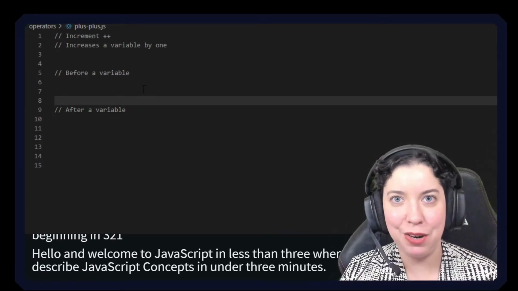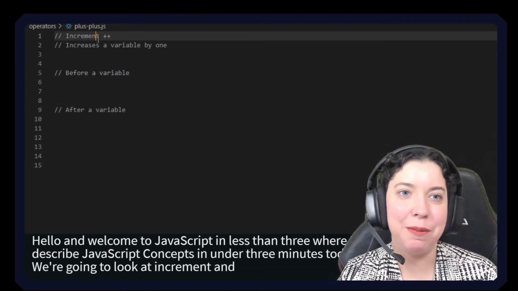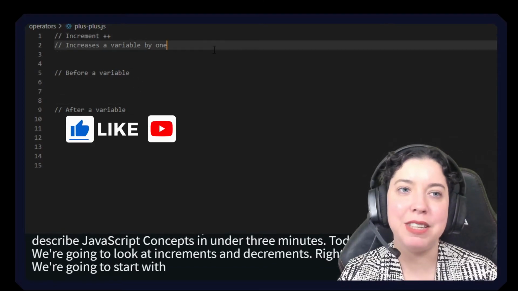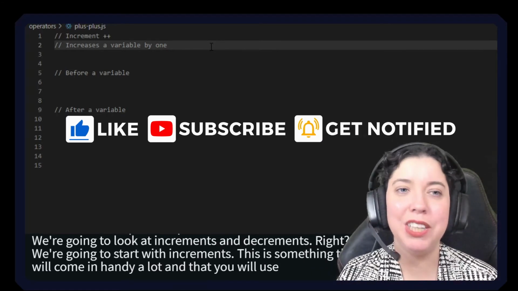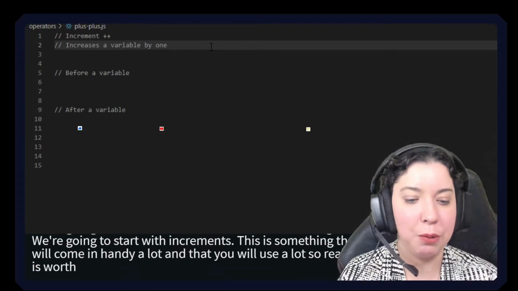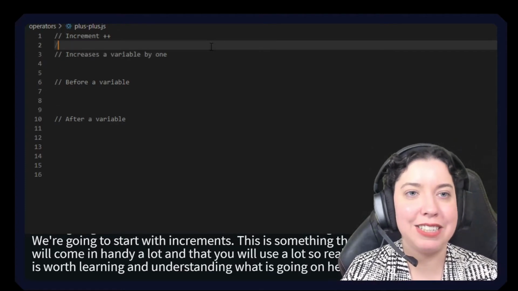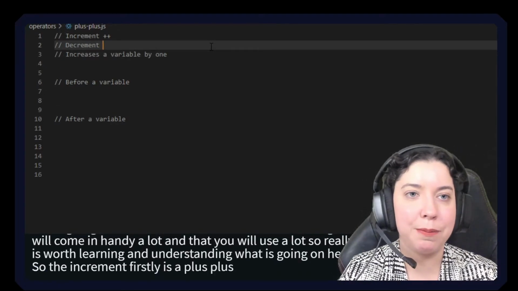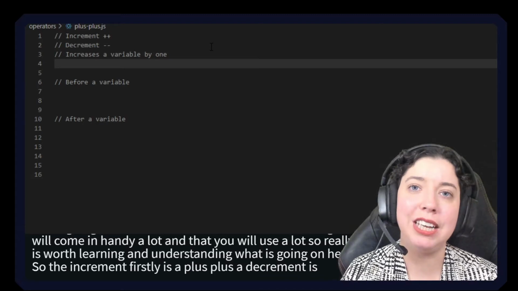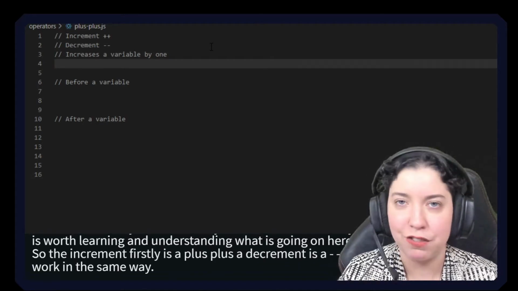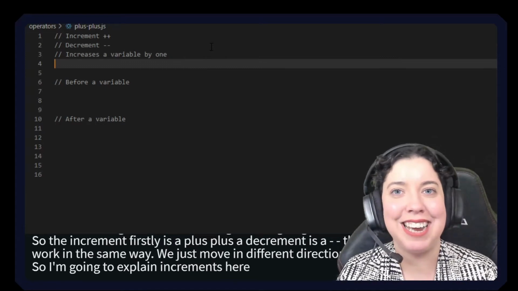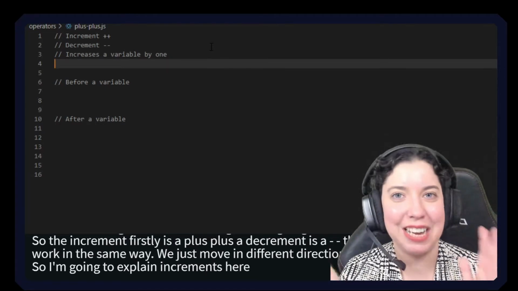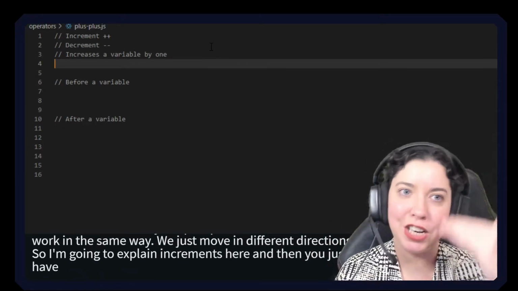Today we're going to look at increments and decrements. We're going to start with increments. This is something that will come in handy a lot and that you will use a lot, so it is worth learning and understanding what is going on here. The increment is a plus plus, and a decrement is a minus minus. They work in the same way, they just move in different directions. So I'm going to explain increments here, and then you just have to understand that decrements is the same idea, the same concepts, the same principles, just in the other direction.